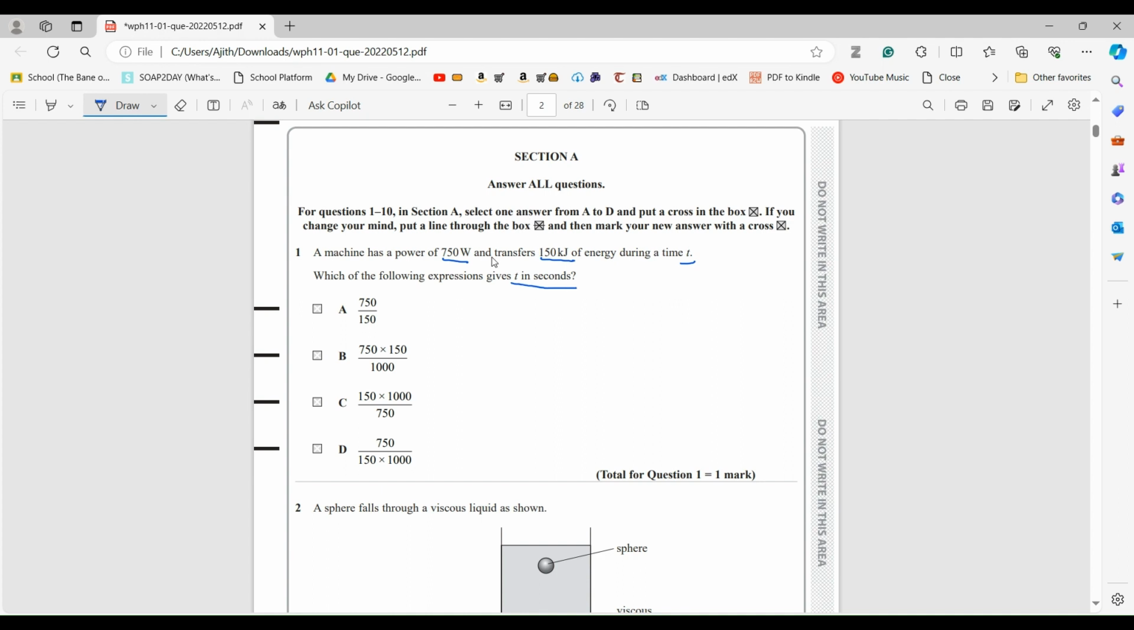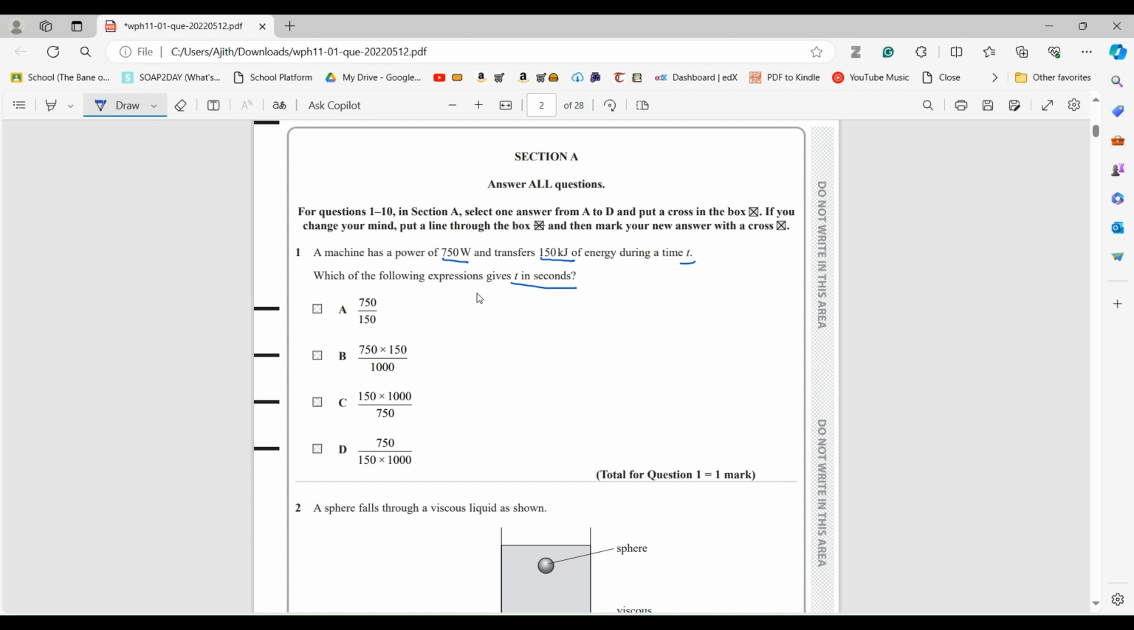Now, you have to pay attention to the units of the quantities involved. The power is given in the SI unit watt. Energy is given in units of kilojoules. Now, kilojoules is not the SI unit of energy. Joules is the SI unit of energy. You are asked to give the expression for t in seconds. Again, seconds is the SI unit of time t. So, when you are writing the answer, all the units involved should be in SI units.